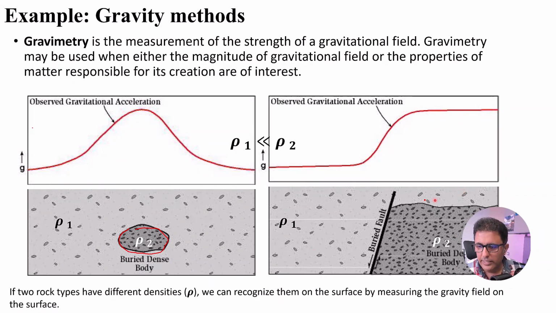Okay. So here, as you see here, we have a fault, and the material on the right side of the fault has higher density compared to the material on the left side. So once we measure the gravity field, we see an increase in the gravity field due to this faulting system. This is how we are able to have some idea about the presence of a fault below the surface using gravity data.